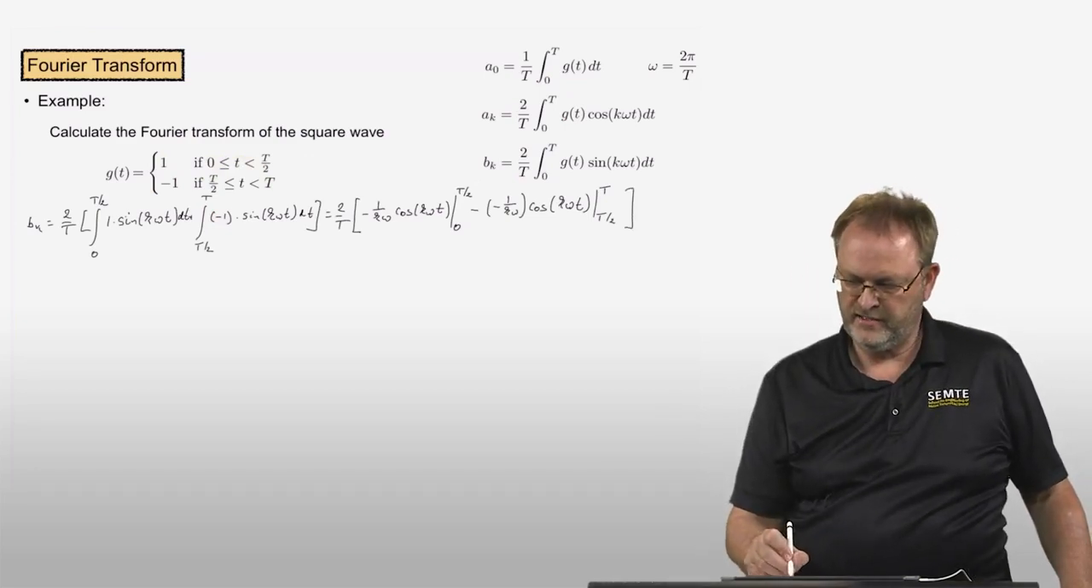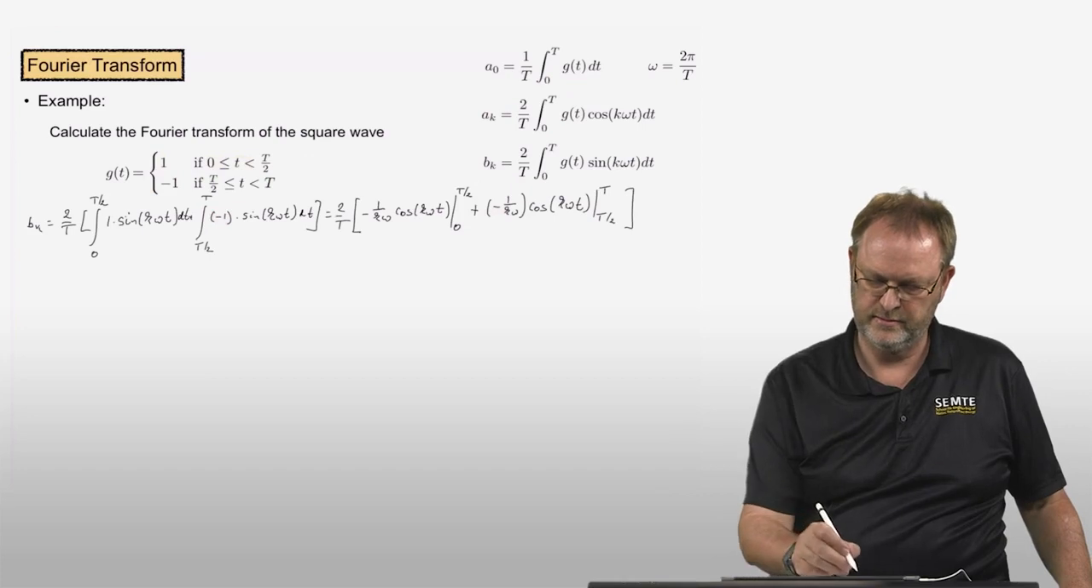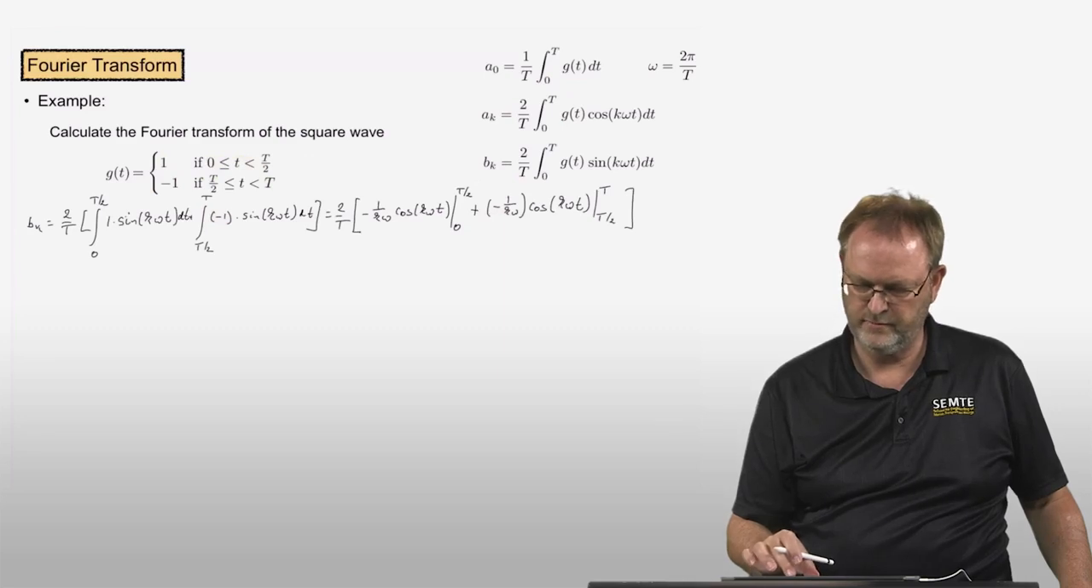Okay then, so there's a minus here and a minus here. Let's combine them to a plus. So I'm going to just remove here this minus one. There we go.